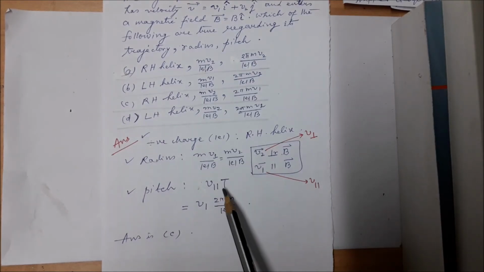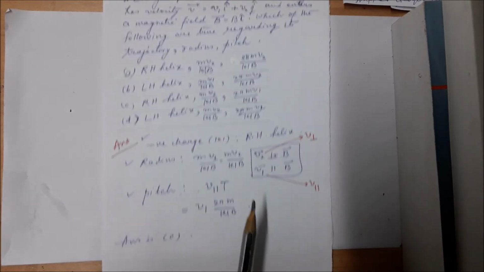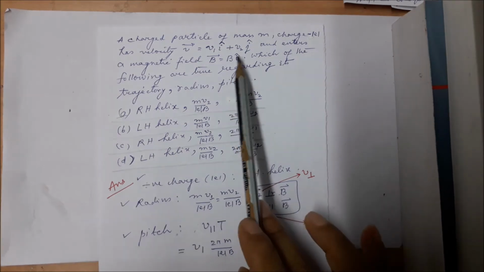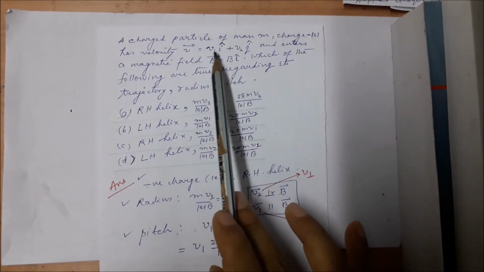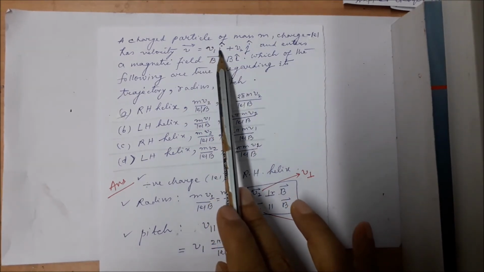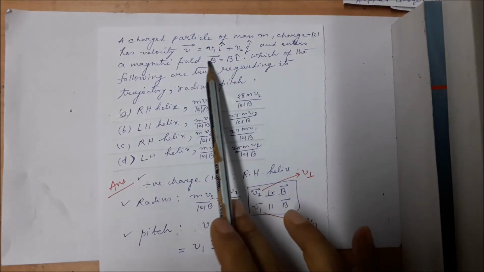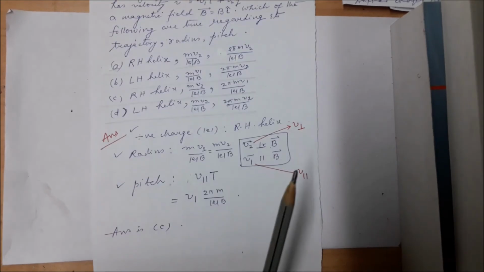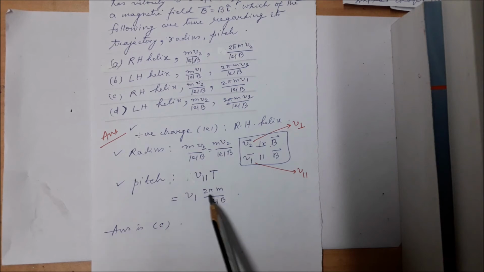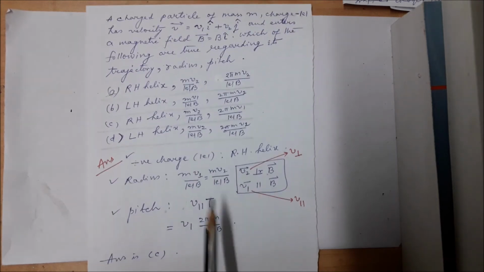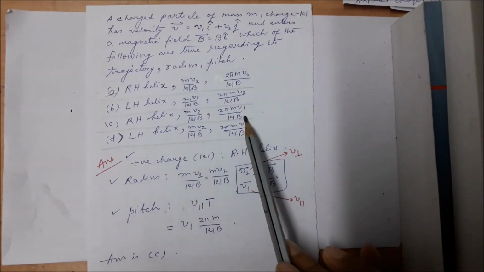Now the pitch is v parallel into T. You have to identify the parallel component. Now B is along i cap, and this component is along i cap. So this is parallel to B, and therefore pitch is v1 into 2 pi m by eB, and we find that C has 2 pi m v1 by eB. So C is the correct option.